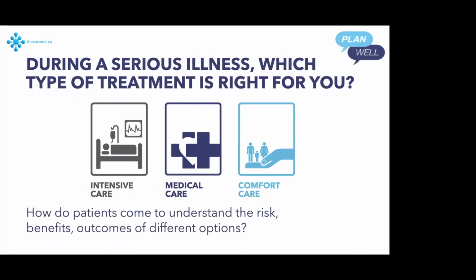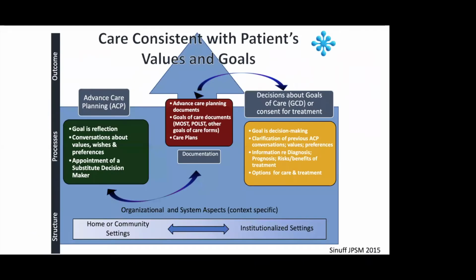And so what we've done in Plan Well Guide is provide a decision aid where we explicate the risk, benefits, and possible outcomes of the different major buckets of care: intensive care, medical care, comfort care, and then a special part around resuscitation where we have a video decision aid on what that's like and what's all involved. And so we're trying to inform people about their medical preferences.